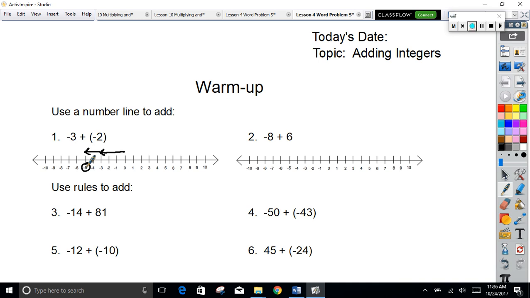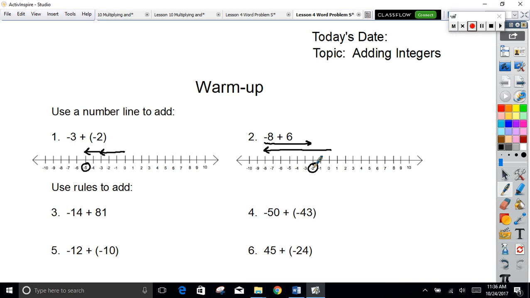Dalton? Okay. Addie, how about the next one? What should I do? Start at 0, go over -8. Okay. And then go to the right 6.